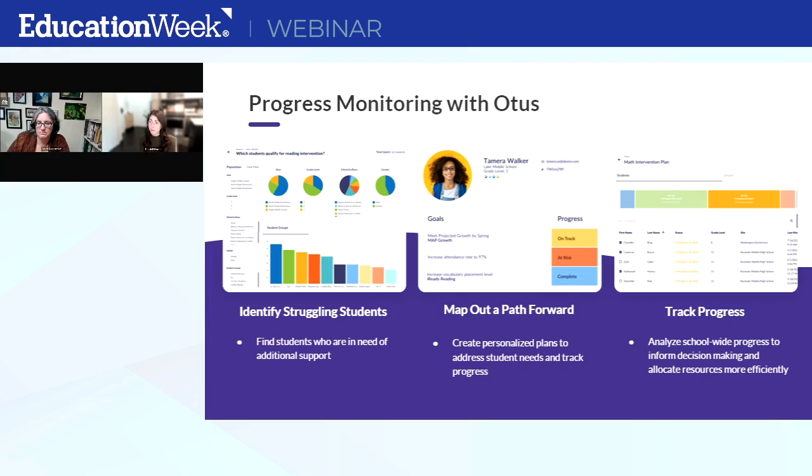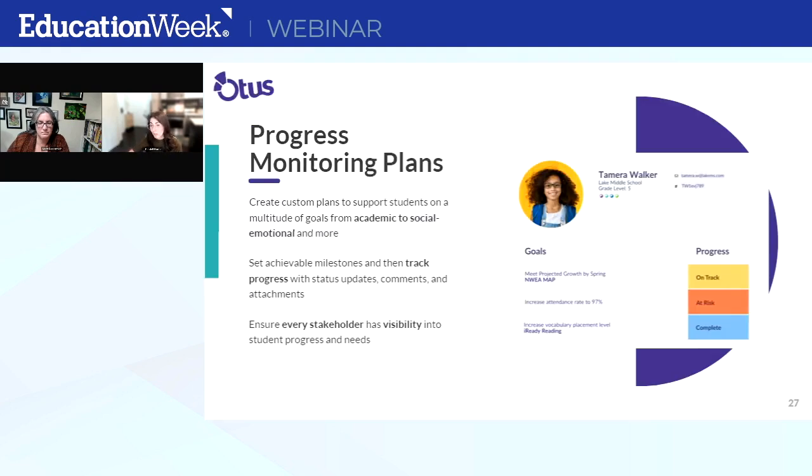So in the same place where you're viewing that MAP growth data, administering your formatives, looking at the data between the two measures, you can map out a path forward and really track progress to see if what you're implementing is moving the needle. Just one more slide I'll put up on the screen here.